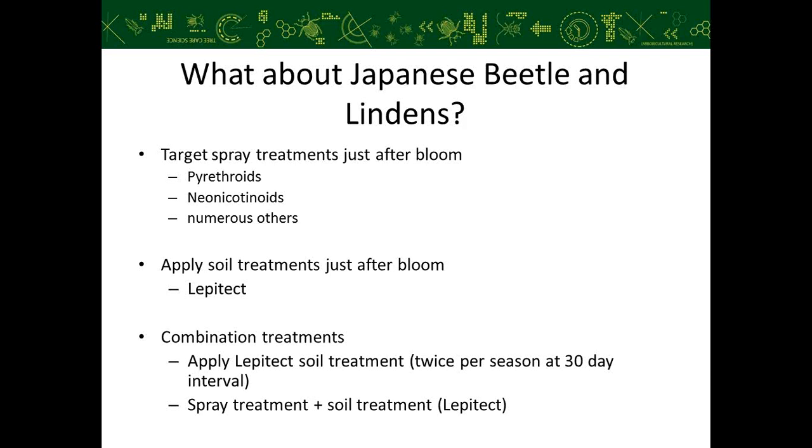Now, with Japanese beetle, we know that it's critical to have a high level of control early on in this insect's feeding cycle during a year, because once Japanese beetle starts feeding, they attract more beetles and it becomes much more challenging to control. Soil applications, we have a product called Lepitec, which actually moves up into the tree very quickly. It can move in as quickly as days to 1 to 2 weeks. And so again, timing that post-bloom could be an opportunity to use a soil application.